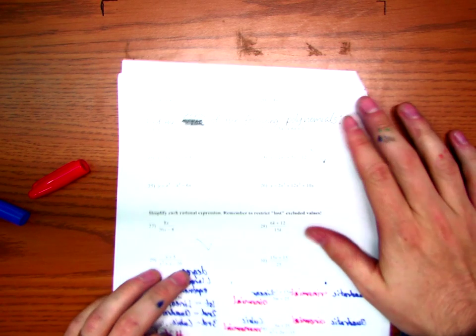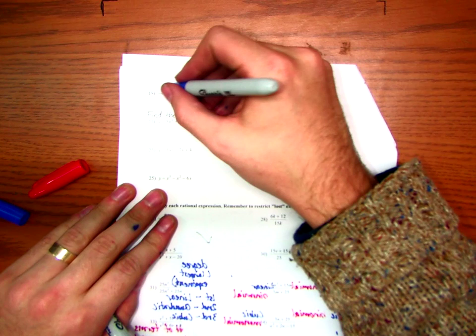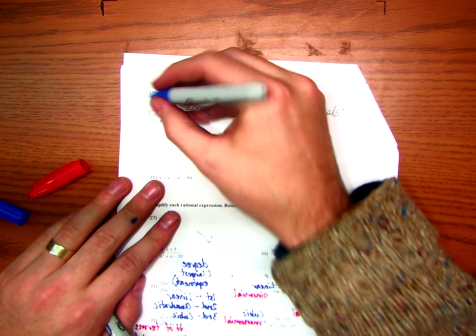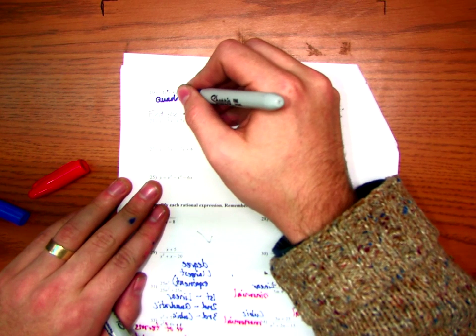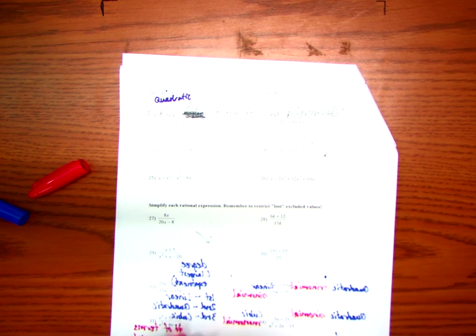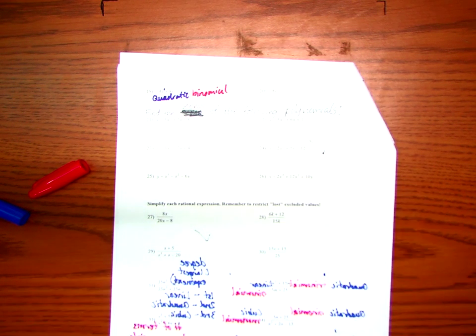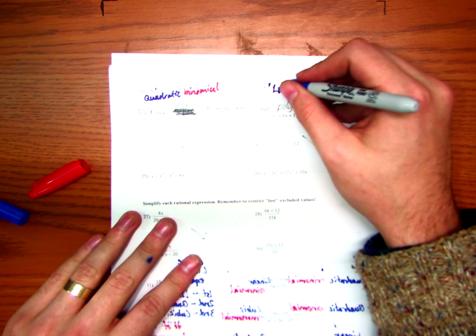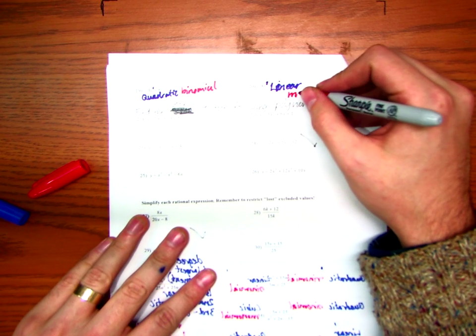Two more of these. All right, we've got 19. Largest exponent, there's an invisible 1 here, and there's just a 2 there. 2 is bigger than 1, so we have a quadratic. And it's got 2 terms, which means it's a binomial. Last one. Invisible 1 exponent. Linear. And it's only got 1 term, which means it's a monomial.